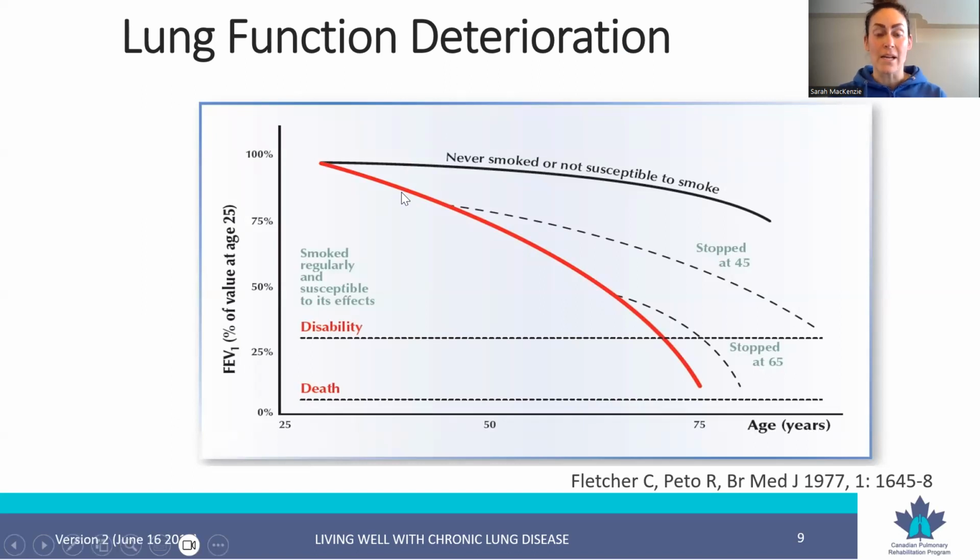The red line here is what happens if you smoke. So you can see a smoker, as they age, their lung function declines much more rapidly because of the damage that you are doing to your lungs, okay?